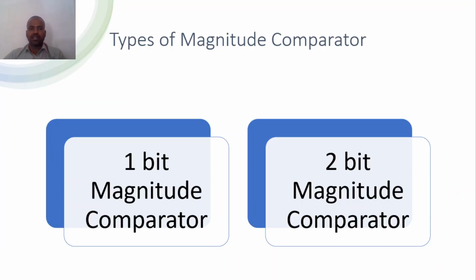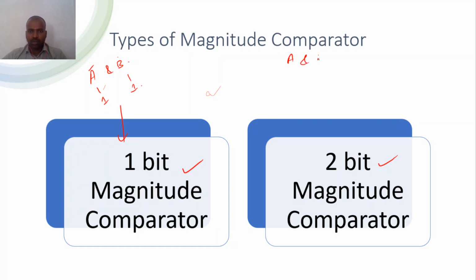In this lecture we are going to design two types of comparator. One is a 1-bit magnitude comparator, another one is a 2-bit magnitude comparator. So what do you mean by 1 bit? Minimum two values are needed, A and B, two variables. If I use only a single bit for each, that is A and B alone, that is a 1-bit magnitude comparator.